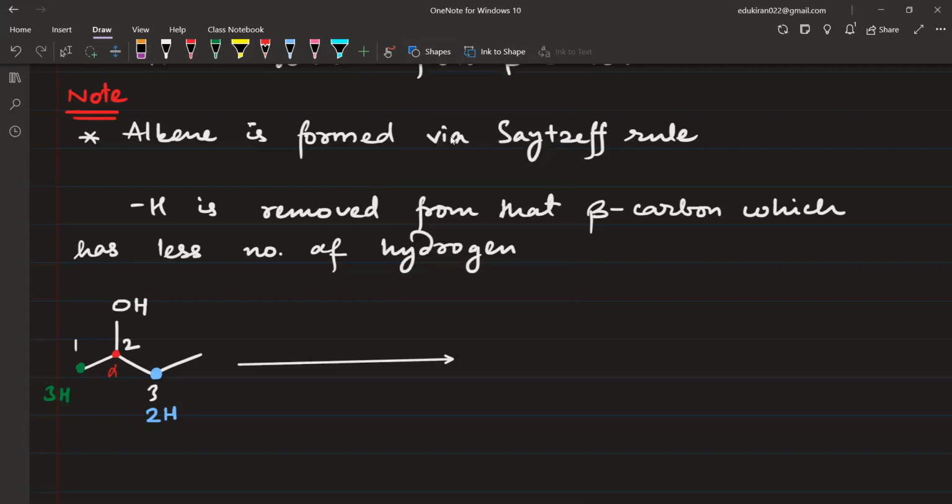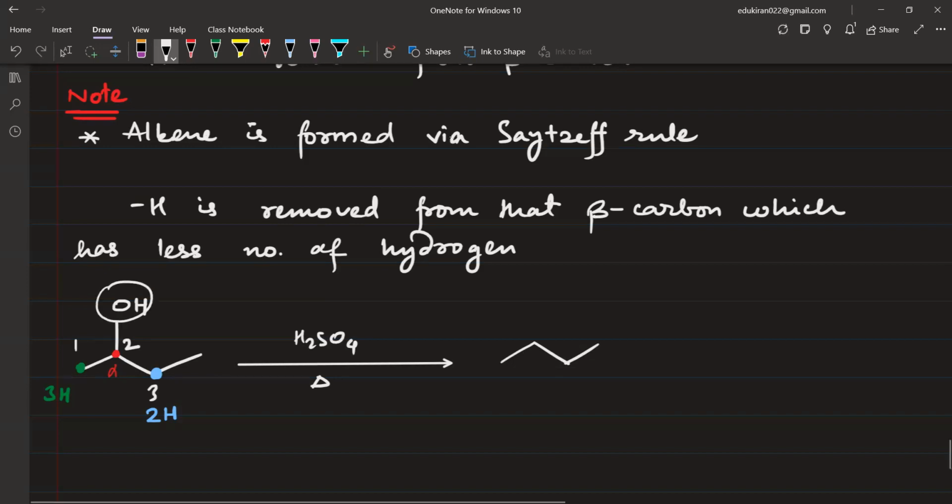Please see, if I react this with H2SO4 in the presence of some heat, how many carbons do we have? 4 carbon atoms, so you write the 4 carbon atoms as they are. After that, from the second carbon atom, OH will be removed. From the third carbon atom, hydrogen will be removed. That is why a double bond will be formed between alpha and beta. Which beta? The beta with 2 hydrogens.